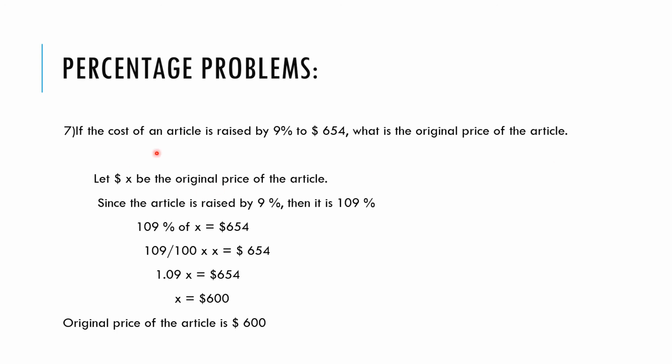If the cost of an article is raised by 9% to $654, what is the original price of the article? Now let X dollars be the original price of the article. Since the article is raised by 9%, then it is 109%. 109% of X is $654. 109 over 100 into X is $654. So 1.09X is $654. So X is equal to 654 over 1.09, that is $600. So the original price of the article is $600.